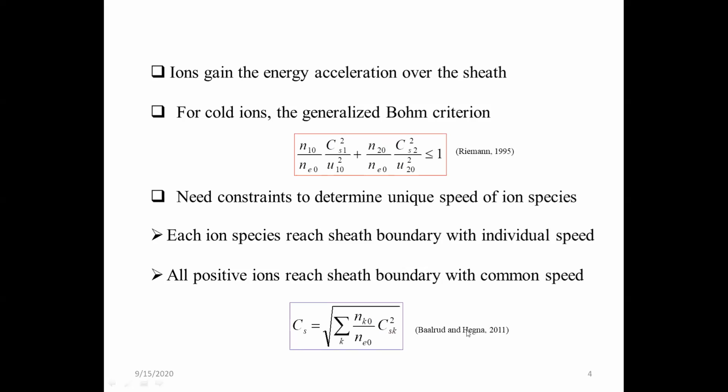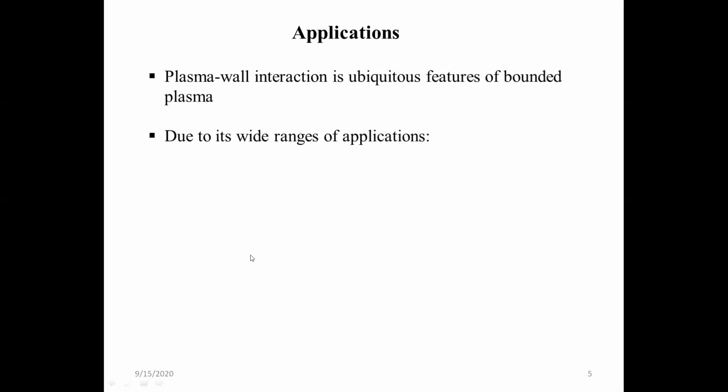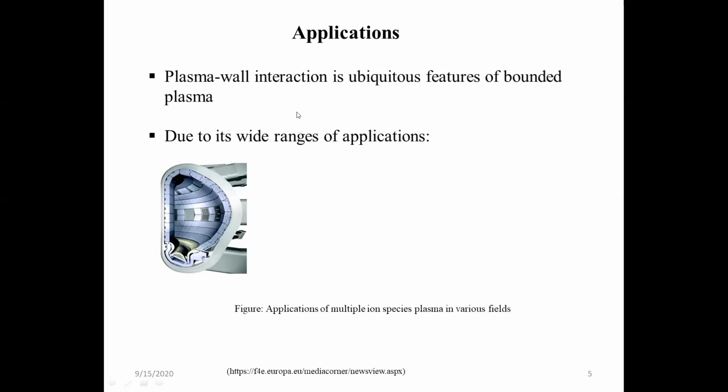It is experimental as well as theoretical work. So, applications of plasma. In most cases when the plasma comes in contact with a metal surface, plasma-wall interaction is a ubiquitous feature of bounded plasma. The study of this plasma-wall interaction is important due to its wide range of applications, and one of the important applications is in the divertor part of fusion devices.